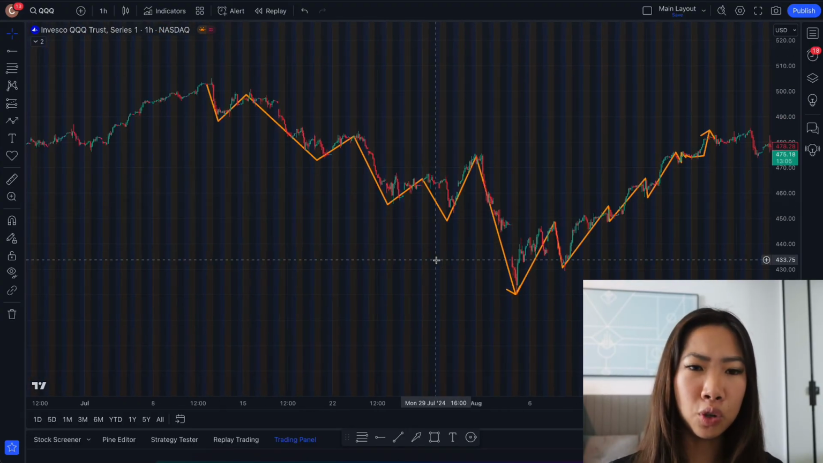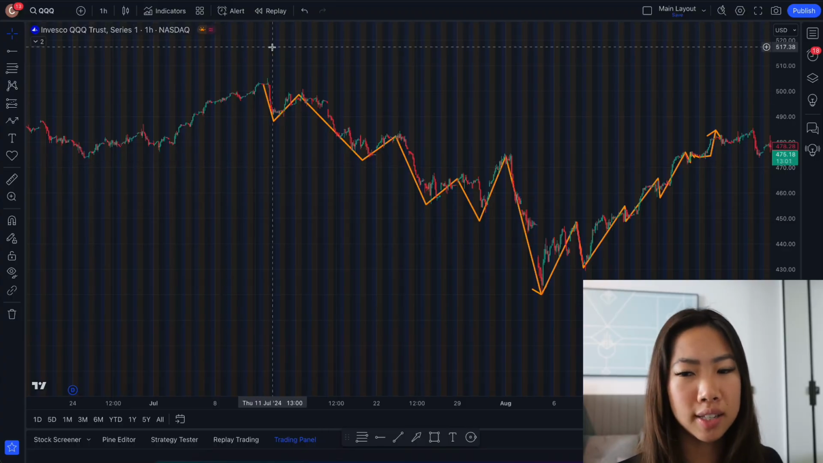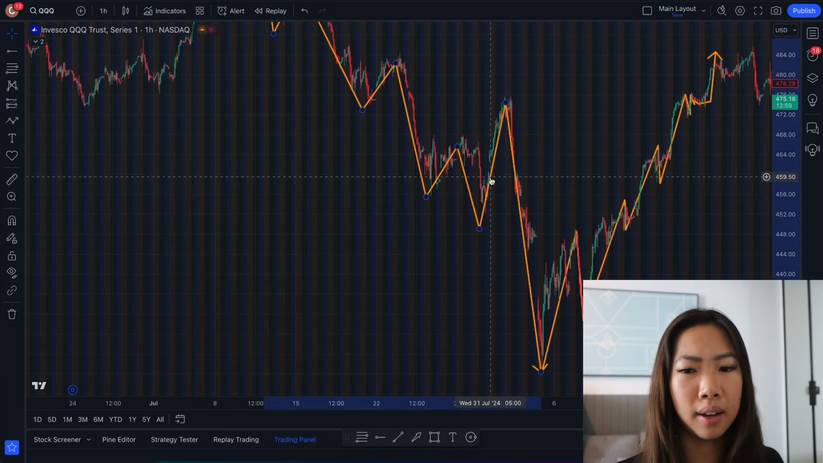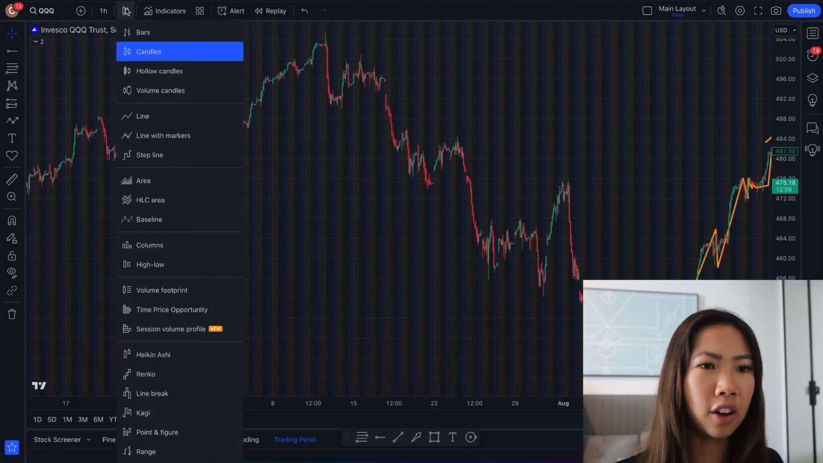But if maybe you don't like this, you can also change the candlesticks at some point. If we delete that, go all the way up here and click this little icon, you can change it to a line.